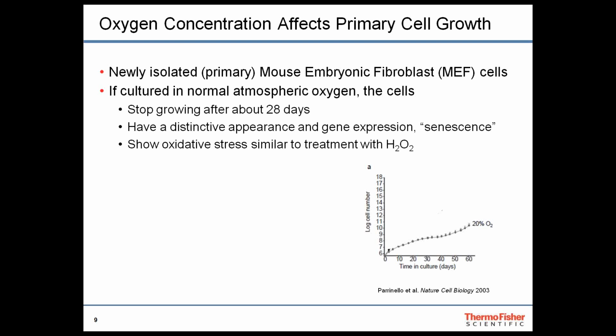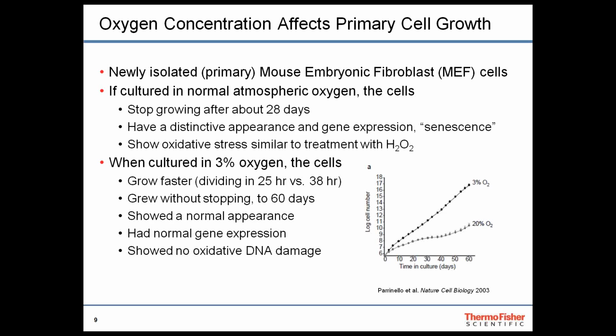Now, let me show you an example of how oxygen affects the general growth of primary cells. This example is in newly isolated primary mouse embryonic fibroblast cells. If these cells are cultured in normal atmospheric oxygen of about 20%, you can see on the graph, over time, the cells stop growing and dividing about 28 days after they were isolated from the mouse. At that point, the cells have a distinctive appearance and gene expression where they are no longer actively growing. They shut down and enter senescence. At the same time, the cells show oxidative stress with DNA damage similar to what we see when we treat them with hydrogen peroxide.